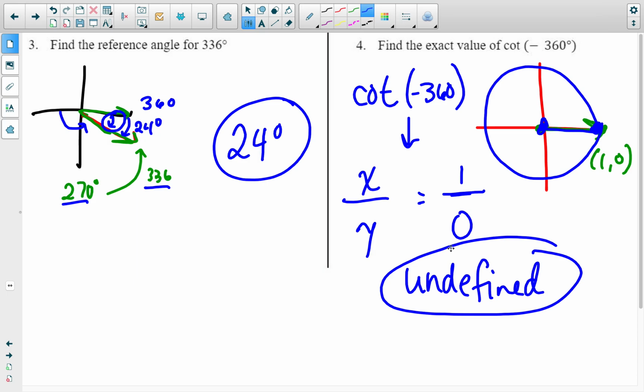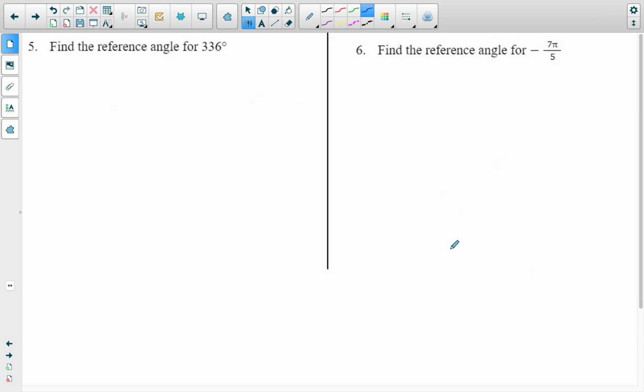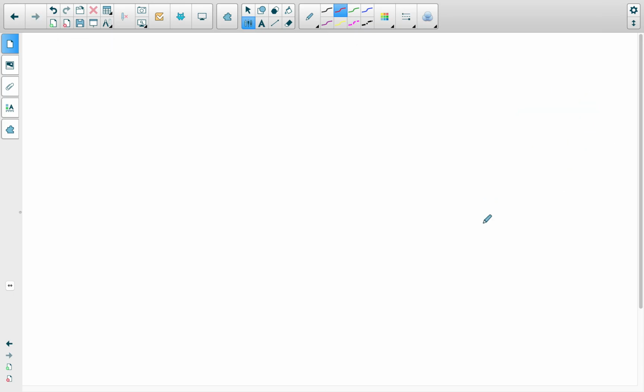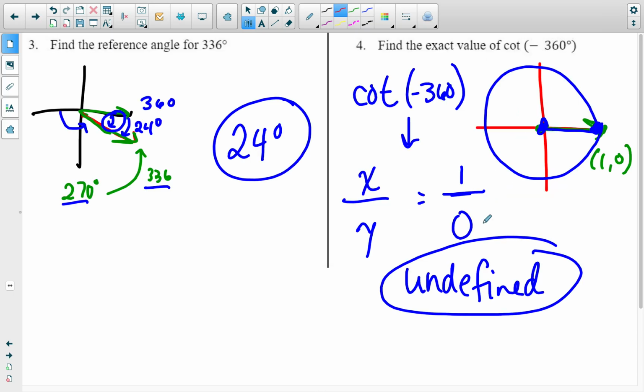All right, let me see other possible examples. So here, for its reference angle, just convert to degrees. Sketch, and then go from there. Okay, find the angle that's to the closest x-axis. Right, and that's it.